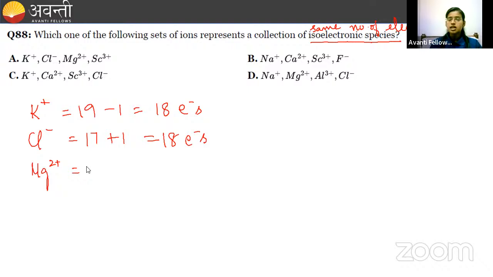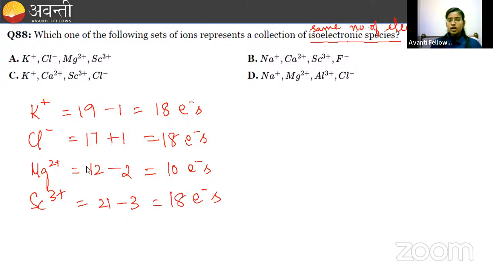Sorry for the interruption. The atomic number of magnesium is 12. Okay. So now it loses 2 of its electrons. So 12 minus 2 is 10. It is a 10 electron species now. Now coming to scandium. The atomic number of scandium is 21. And if it loses 3 electrons, it has 18 electrons in its species.